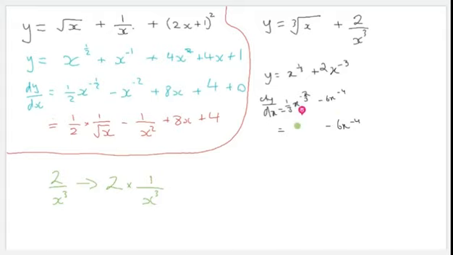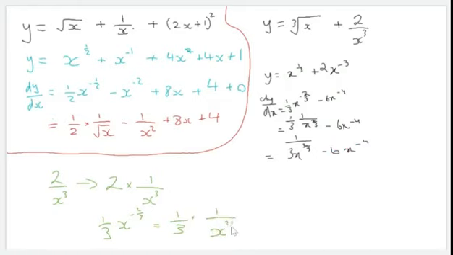I also noticed that before you rub this thing out, you did 1 over everything. It's not 1 over everything because that power is only being applied to the x, not the third. So a third x to the minus 2/3 is the same thing as a third times 1 over x to the power of 2/3.